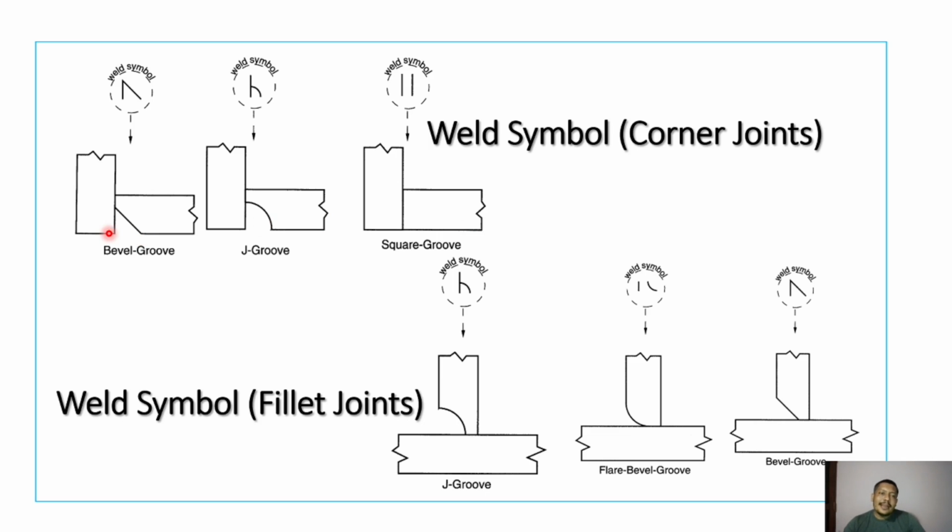And for corner joints, this is bevel groove, this is J groove, and this is square groove. Similarly, for fillet joints with grooves, you can see this is J, this is called flare bevel, and this is called bevel groove. So it depends on your application, depends on your loading condition. If you want to get more strength for a fillet joint, then you have to go for the grooves. Don't think that all fillet joints will be performed in that 90-degree mode. You can go for grooves, and the selection of groove will be based on what strength is required on the welding.